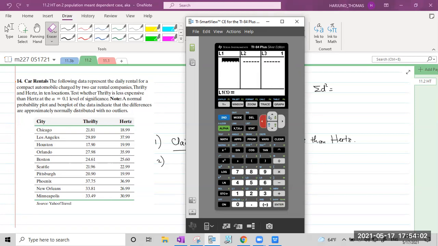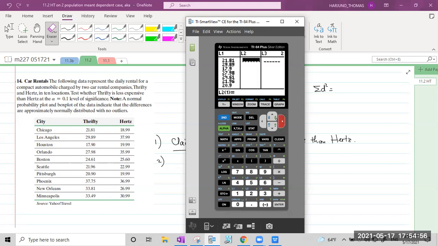Okay, so let's start. The top left: 21.81, 29.89, 17.9, 27.98, 24.61, 21.96, 20.90, 37.75, 33.81, 33.49. So that's from the first column.